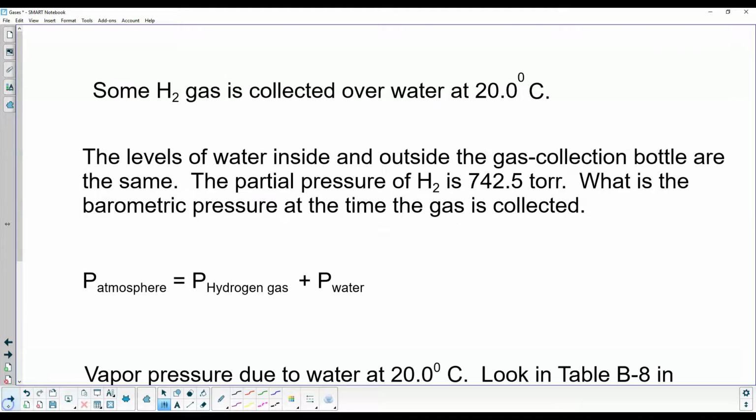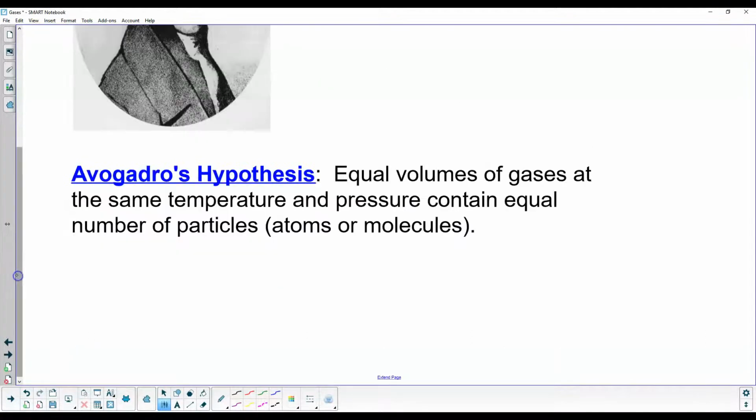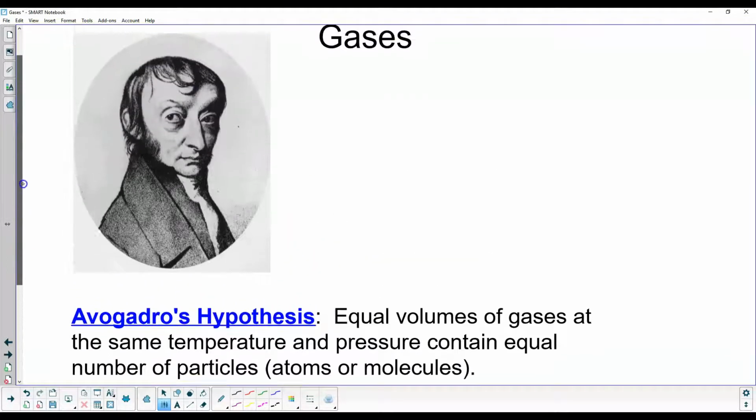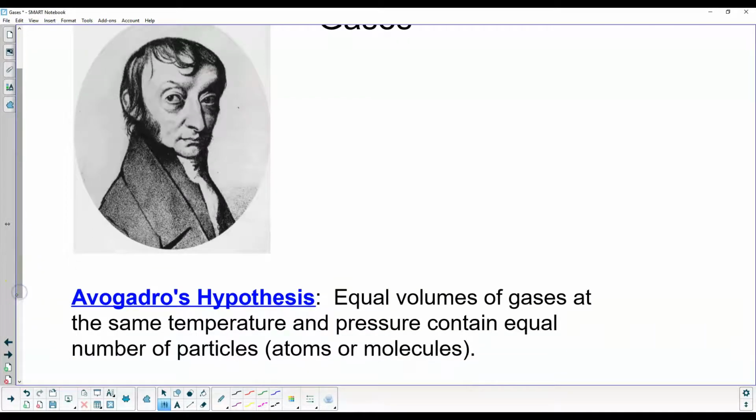We're not going to deal with Dalton's partial laws of pressure, so we're not going to do that. We'll get more into Avogadro stuff tomorrow, or it might be Monday, actually. We're talking about molar volumes of a gas.